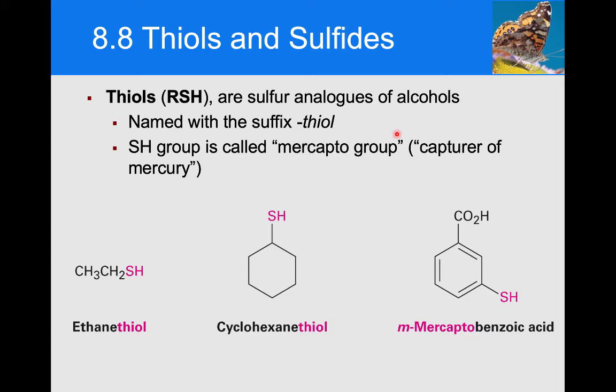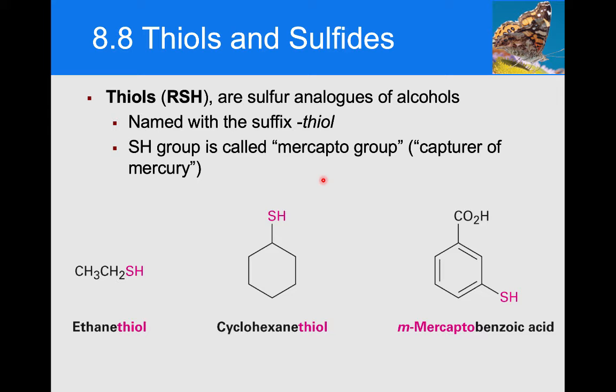All right, welcome back. So now we are going to finish up chapter 8 by talking about thiols and sulfides. The reason they're placed here is because if you look at the periodic table, sulfur is right below oxygen in the periodic table. So sulfur ends up having a lot of similar reactivity as oxygen.